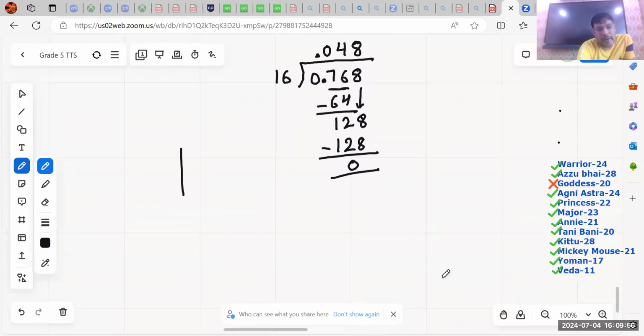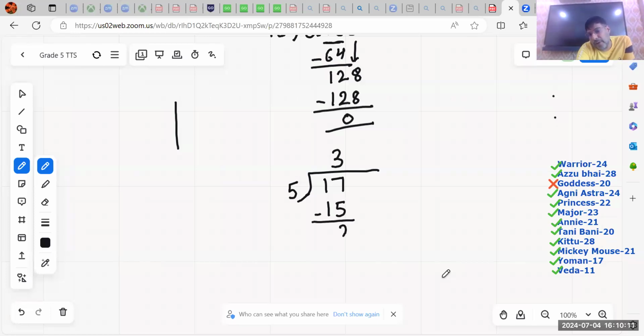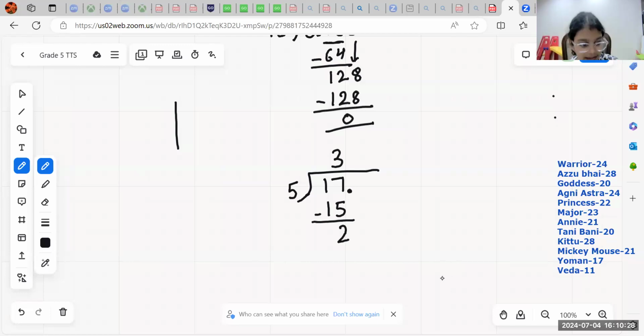Now let's say I have to divide 17 by 5. Then what will happen? So 5 threes are 15. Any doubts in this? My remainder will be 2. Guys, after the decimal point, I am free to put any number of zeros. Radhu, pay attention. After the decimal point, I am free to put any number of zeros. Tani Bani, Radhu, pay attention. Sir, I'm looking at the screen only. I can put any number of zeros.